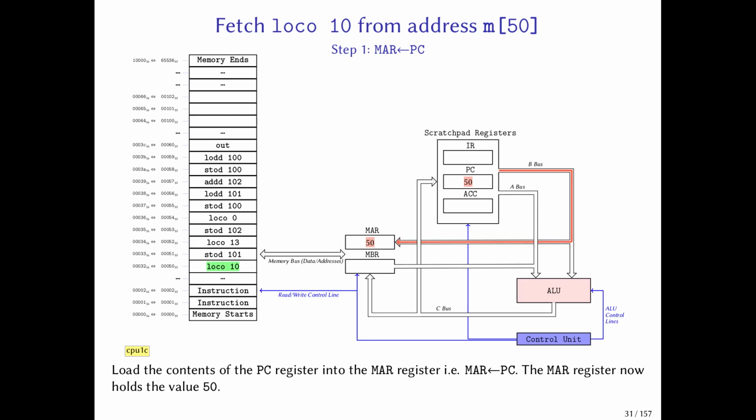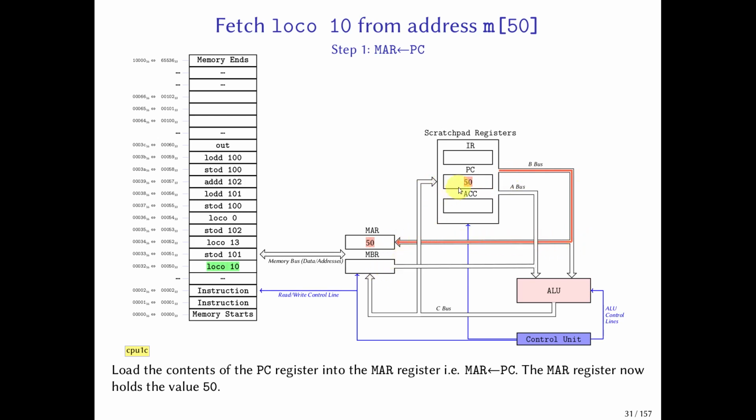But before we do any of that, the first thing that has to be done is we have to fetch the machine code instruction that's going to be decoded and executed and bring it into main memory. The machine code instruction that we're going to focus on is called loco 10, load constant 10. The first thing the control unit of the CPU has to do is use the value in the PC register, the program counter register, and assert that into the memory address register.